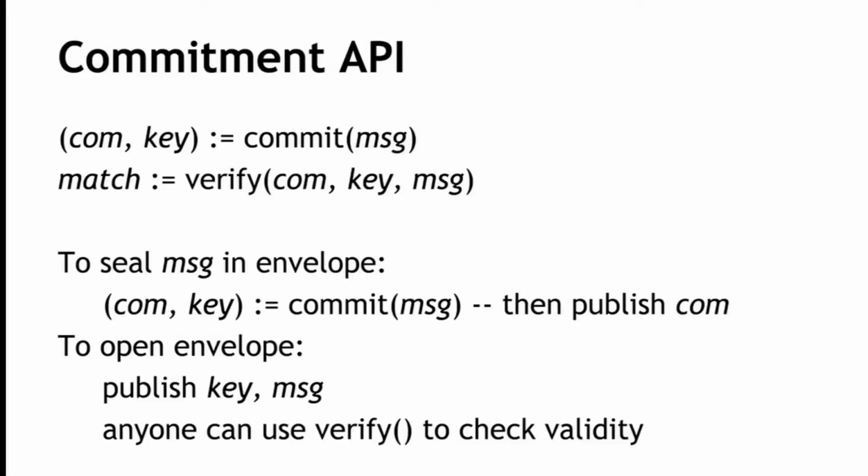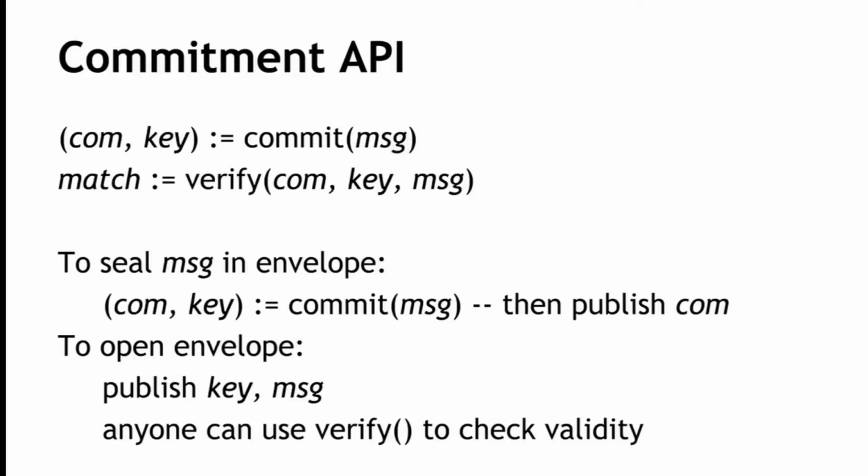First, you can commit to a message, and that's going to return two values, a commitment and a key. Think of the commitment as the envelope that you're going to put on the table, and the key as a secret key for unlocking the envelope. Then later, you allow someone else to verify, given a commitment and given a key which you've told them in the meantime, and the message, they can verify that that commitment, key, and message really do go together, and this will return true or false.